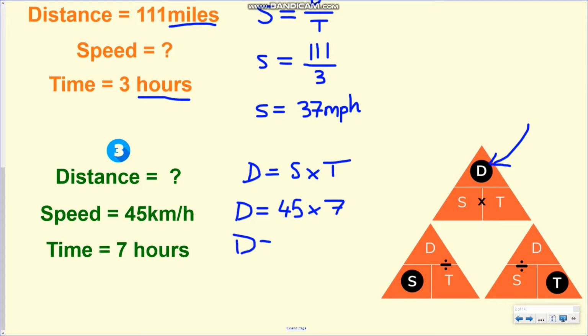Okay, 45 times 7 is 315. Because my speed is in kilometers per hour, my distance is in kilometers. Again, if you need some time to copy that down, pause the video. However, I'm going to move on to our learning intentions for today.